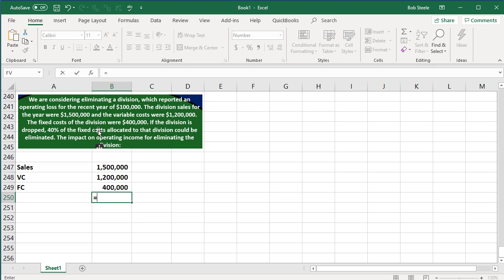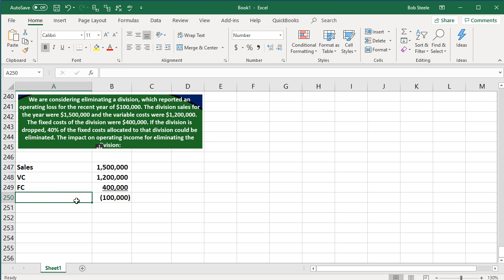So if we were to say the sales minus the variable cost minus the fixed cost, we would get to what we would expect, that loss of 100,000. So there's the 100,000 loss. So obviously looking at this, we would say, hey, this division is losing us money. Why are we even keeping it open? Why don't we close this division? It's not helping us. It's hurting us. We would save 100,000 if we were to do so.